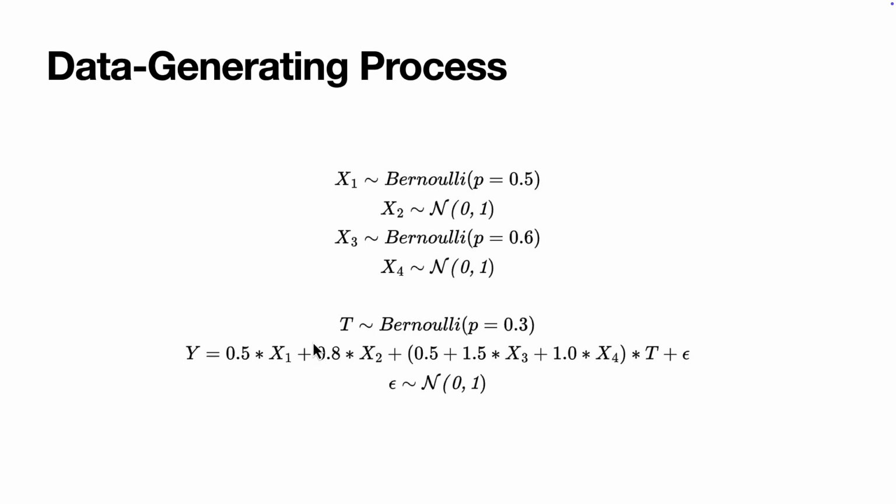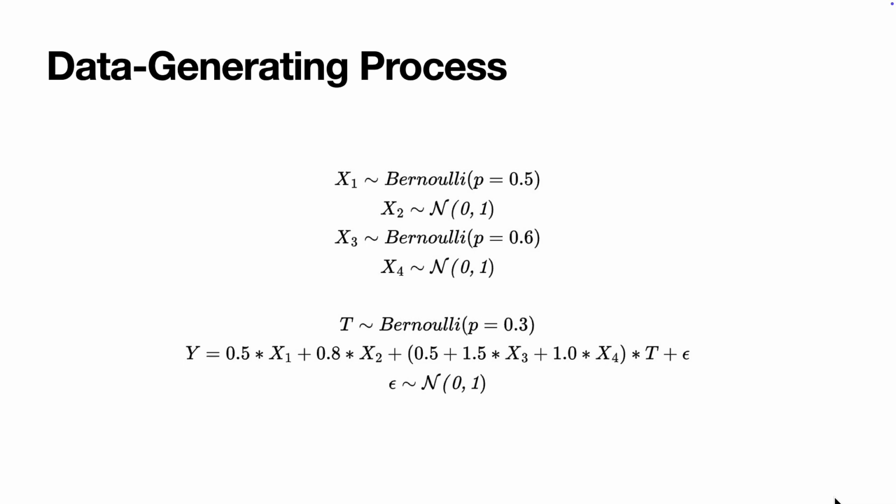Once we create the treatment variable, we can create the outcome variable, y. So y is going to be a direct function of x1 and x2. And notice it's going to be also a function of t, the treatment. But there's something new here.